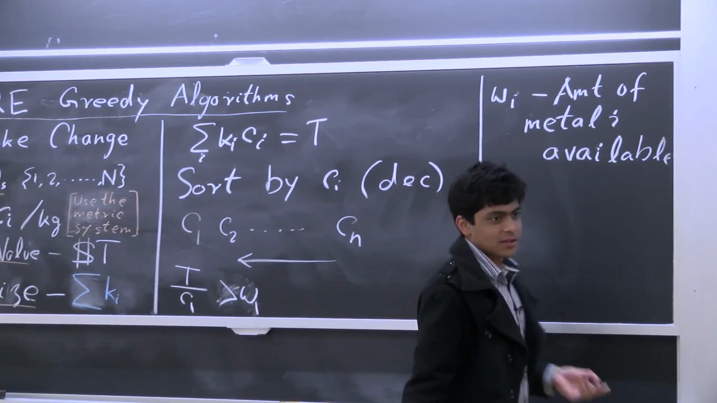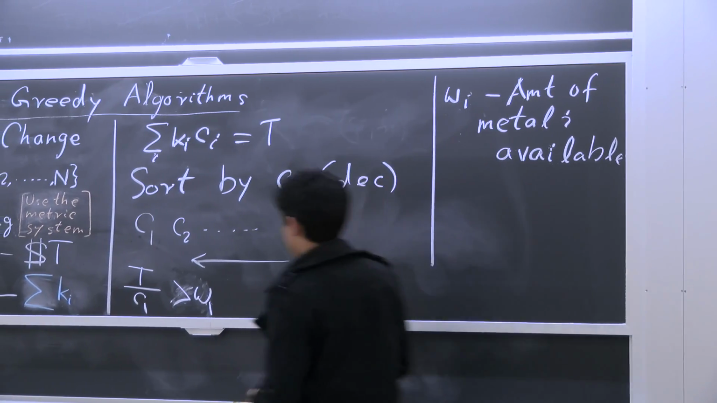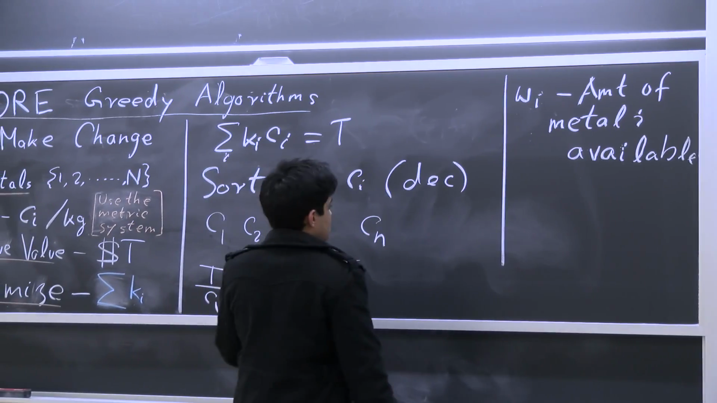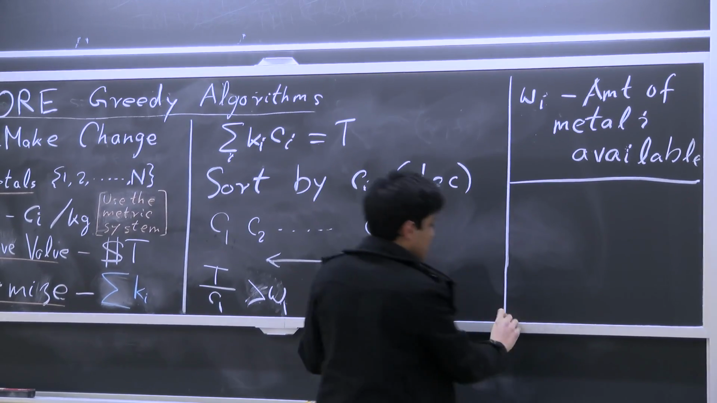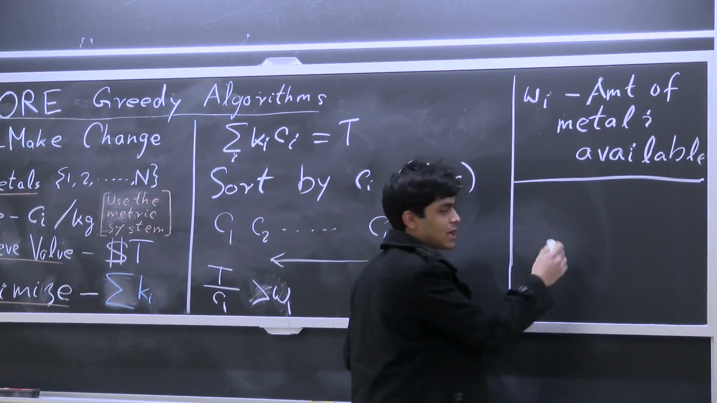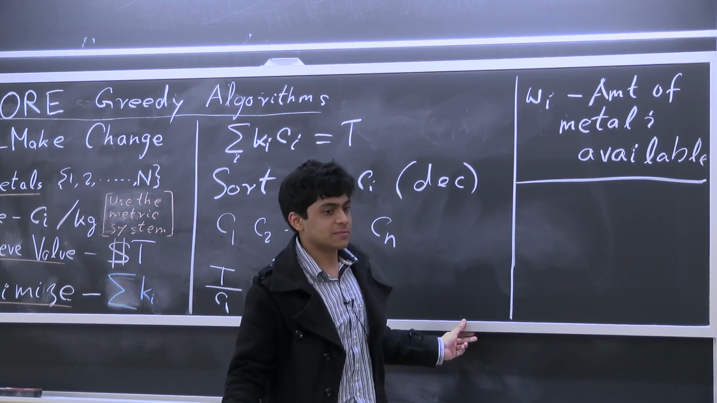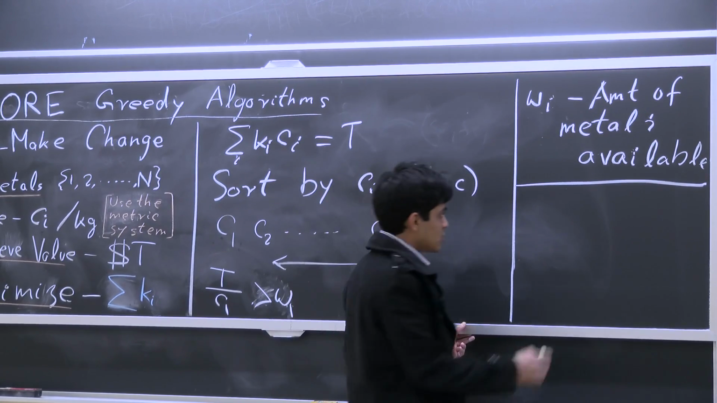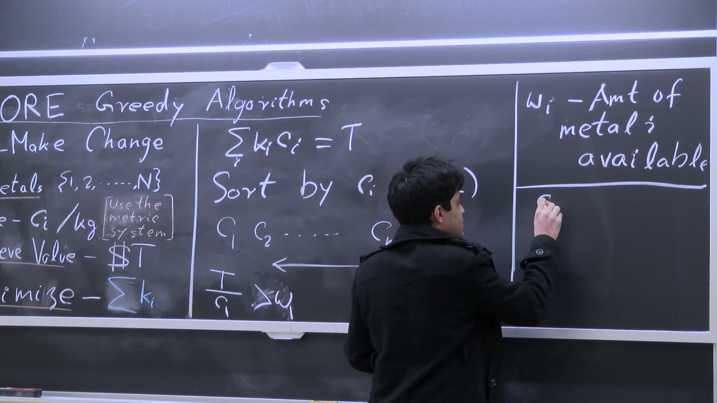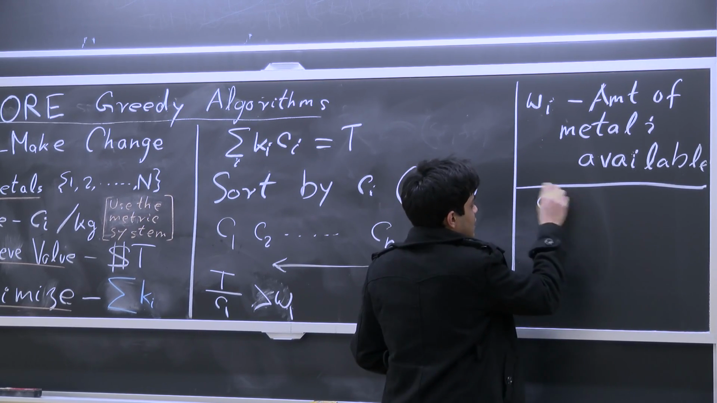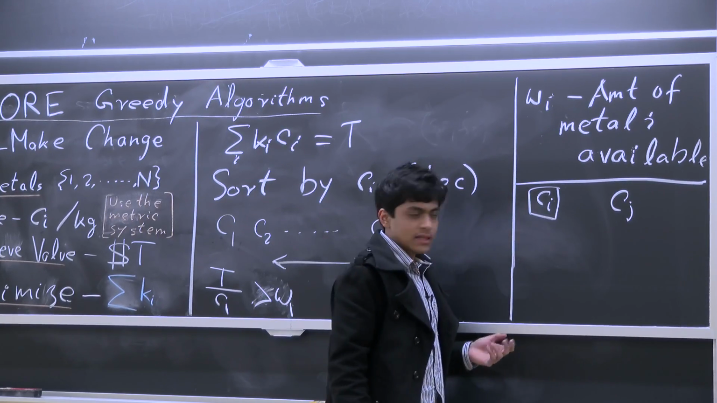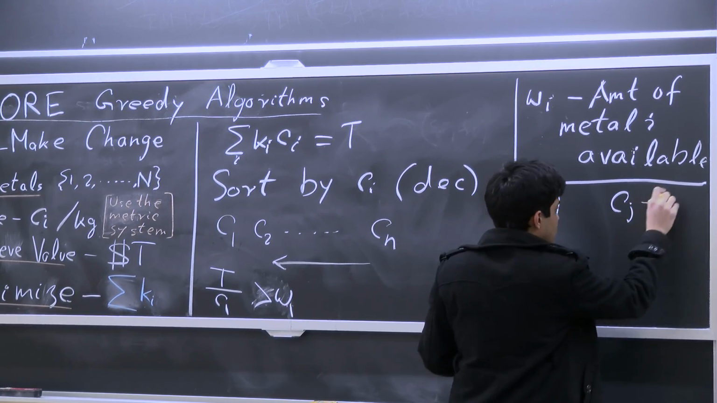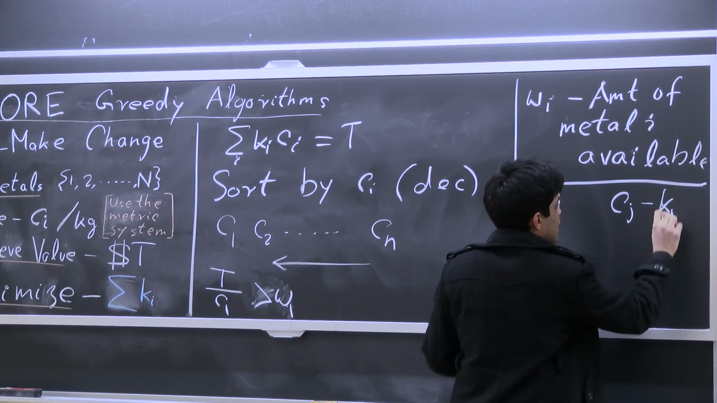So that seems pretty intuitive. Let's actually do a formal proof of that. How you go about proving this is the exchange-based method. Basically, let's say you're not using the most expensive metal you have at this point. Let's say your most expensive metal has cost Ci, but instead you decide to use Cj. So let's say you decide to use some Kj amount of Cj.